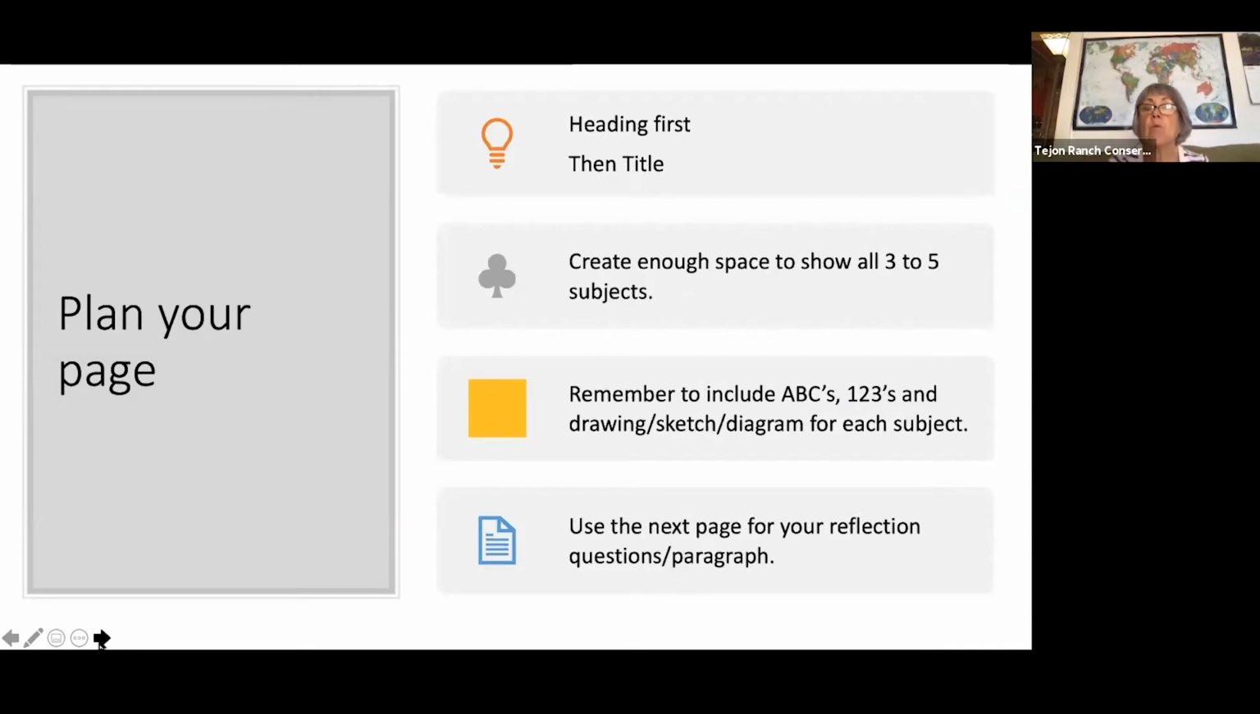And remember, when you plan your page, start with your heading, the metadata, then a title, and space to cover all 3 to 5 of your subjects. That may mean you're using 1 page or 2 pages or 3 pages, however many you want. This is your journal. Remember to include ABCs, 1, 2, 3s, and a picture. And then use the page afterwards as your reflection page for your questions and for your paragraph. Then remember, when you're done with everything, add those page numbers to your table of contents.